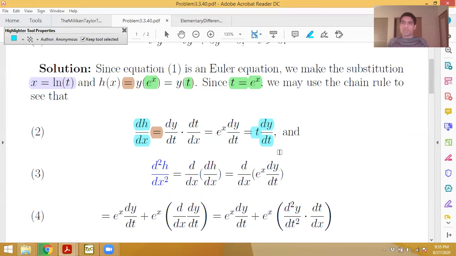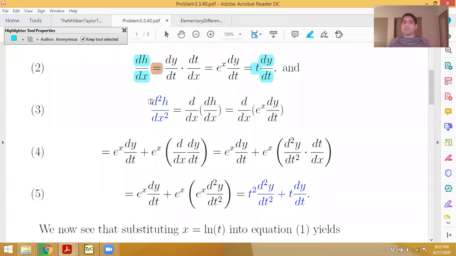So we're off to a good start. What we have so far is that h of x equals y of t, and that dh dx equals t times dy dt. Now, I'm going to keep going. I want to find out the relationship between the second x derivative of h and the second t derivative of y. So I'm going to do the same thing.